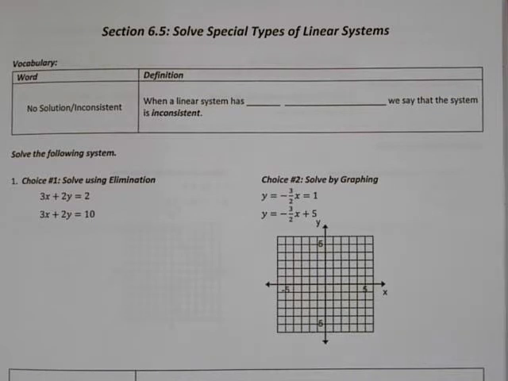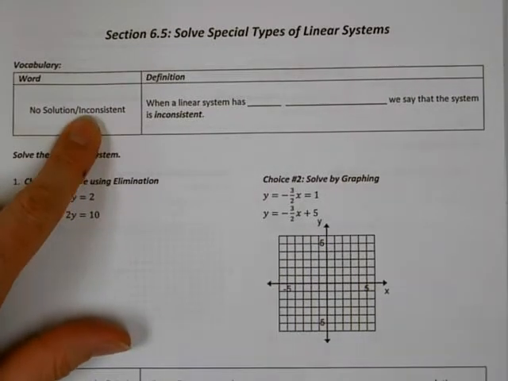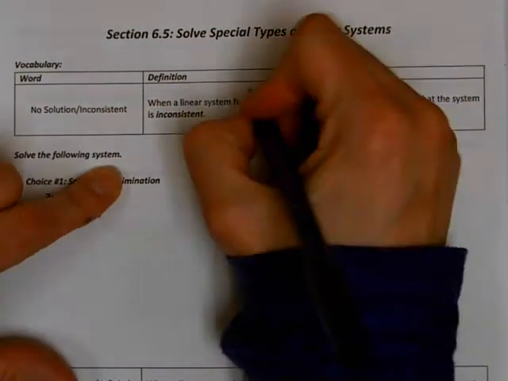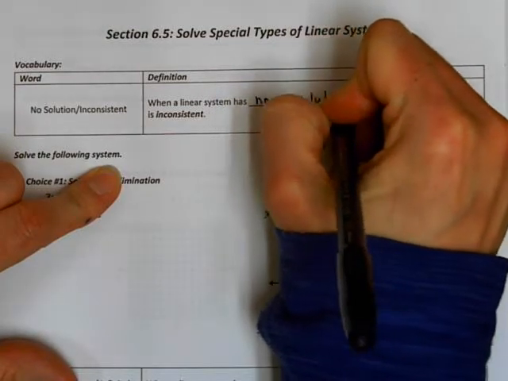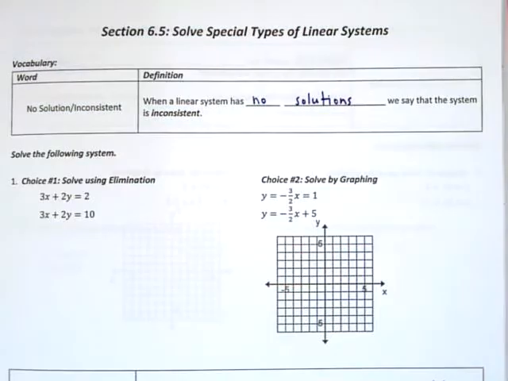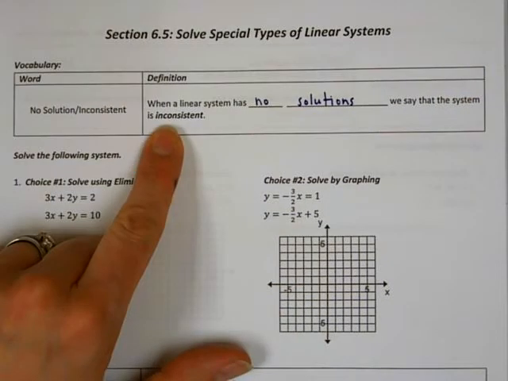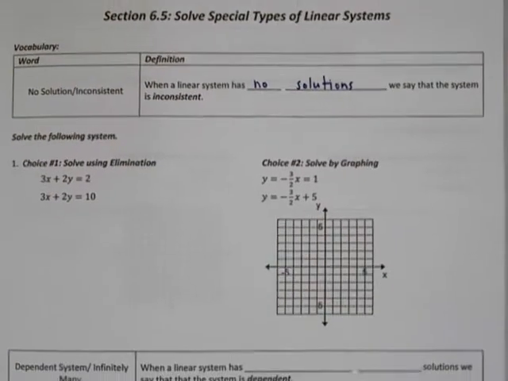for systems. So the first type of systems we're going to talk about is systems that have no solution, or they're what we call inconsistent. So when a linear system has no solutions, we say that the system is inconsistent. So that's really kind of a fancy word for saying that there's no solutions. So let's see what that would look like.